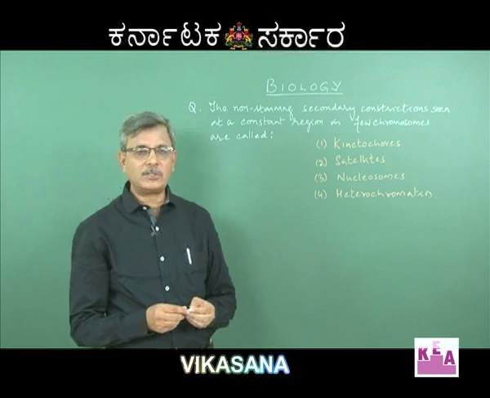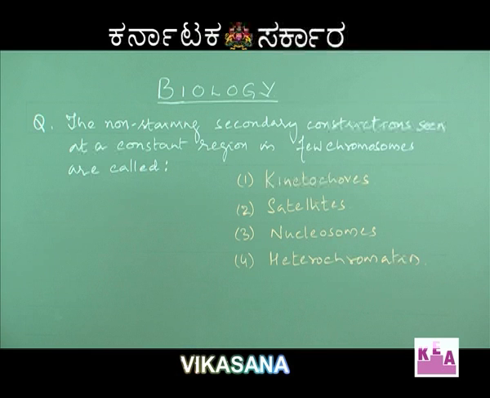The question is, the non-staining secondary constrictions seen at a constant region in few chromosomes are called. Let us come to the options: kinetochores, satellites, nucleosomes, heterochromatin. One by one we can go to the options, there we discuss and arrive at the answer.